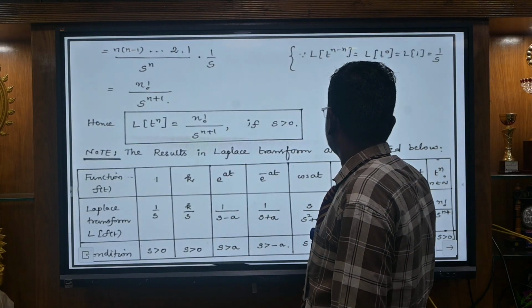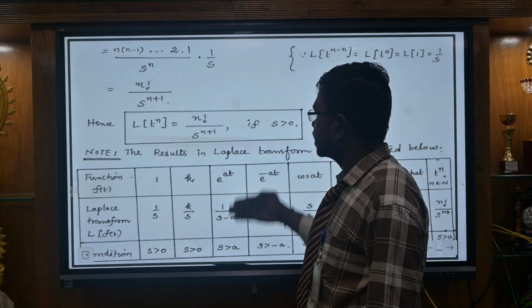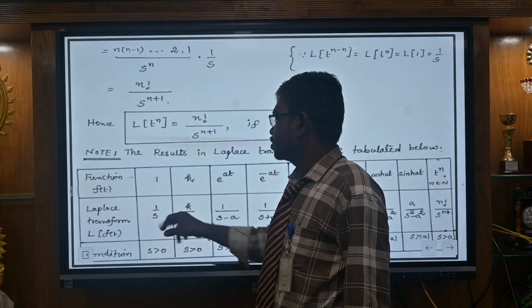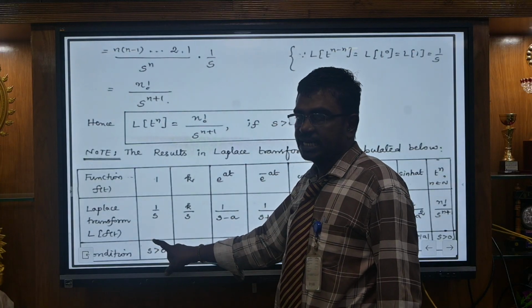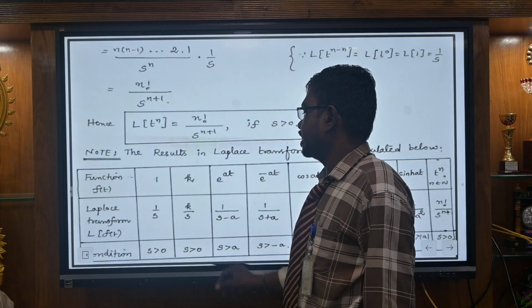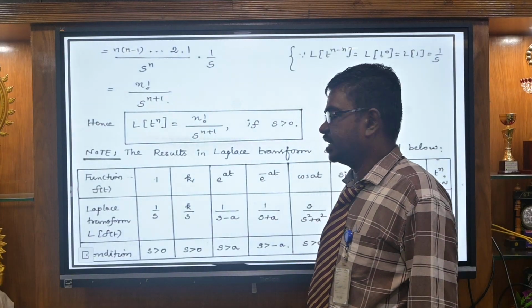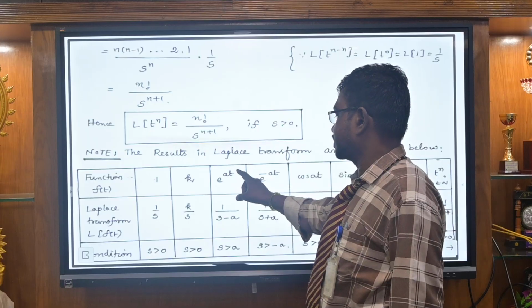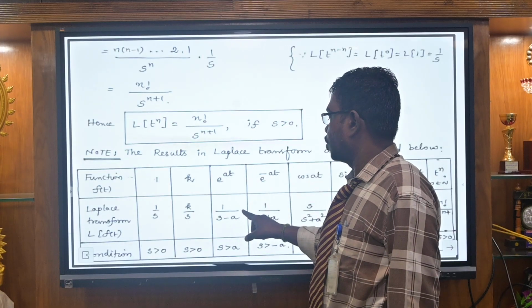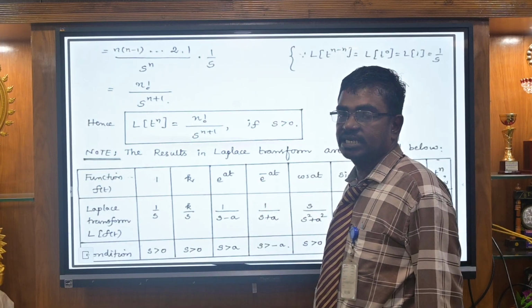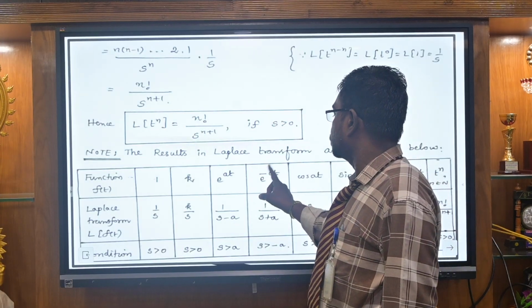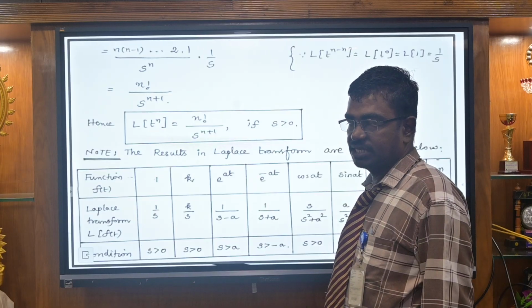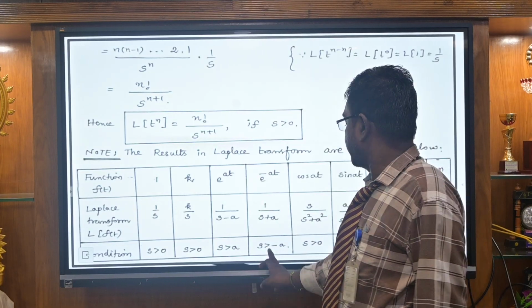Note the results in Laplace transform that I have written below, which we found before. What is the function 1? Laplace transform is 1 by s, but the condition is s is positive. The function is k, Laplace transform value is k by s. Here the condition is s is positive. E power at is the function. What is the Laplace transform? 1 by s minus a. The condition is s is greater than a. Now the function is e power minus at. Laplace transform value is 1 by s plus a, that is s greater than minus a.